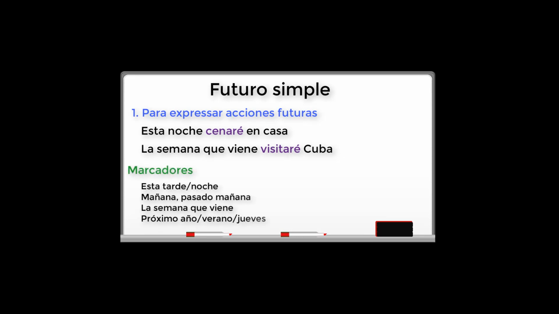For this case we can use following marcadores de tiempo. Esta tarde, esta noche, mañana, pasado mañana. La semana que viene, próximo año, próximo verano, próximo jueves.